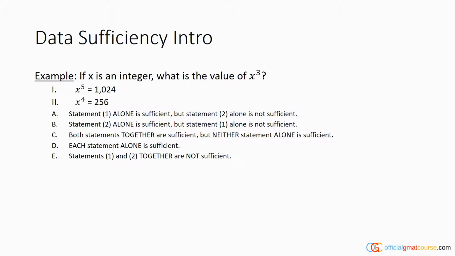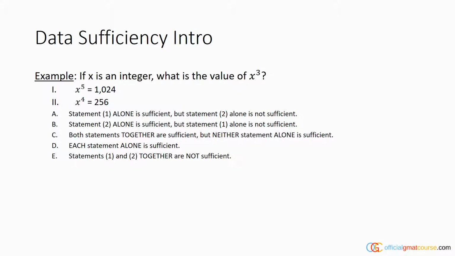All right, so we're going to do a brief intro to data sufficiency because this is a unique type of question that was invented by the GMAT for the GMAT. So I want to make sure that we understand the rules of the game here, what these answer choices mean, and break down an example question so we can see it in action.